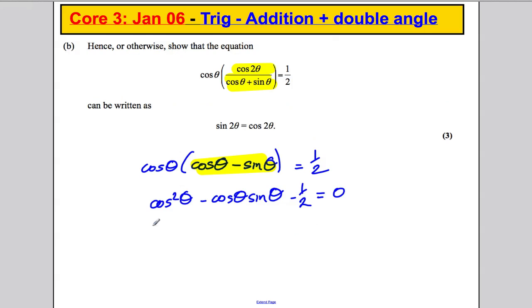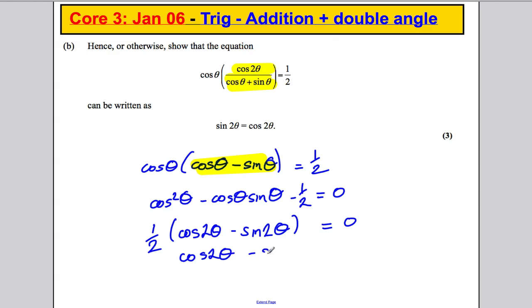So I can write that as equal to a half cos 2 theta subtract sine 2 theta equals 0. Times both sides by 2, and I would get cos 2 theta subtract sine 2 theta is equal to 0, and add sine 2 theta to both sides. I would get, as required, sine 2 theta is equal to cos 2 theta, and I'm done.